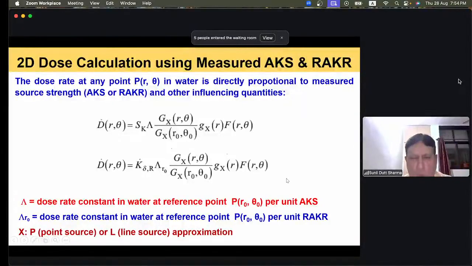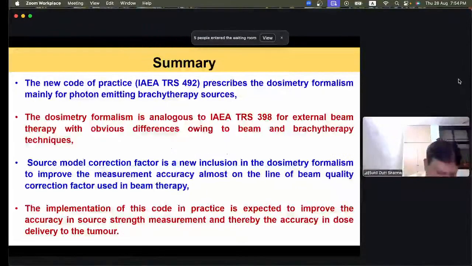So by using these two equations, one will be able to calculate the dose rate at a point, and if you are using the treatment planning system, it will do this calculation at many points and will give you the dose distribution as well.